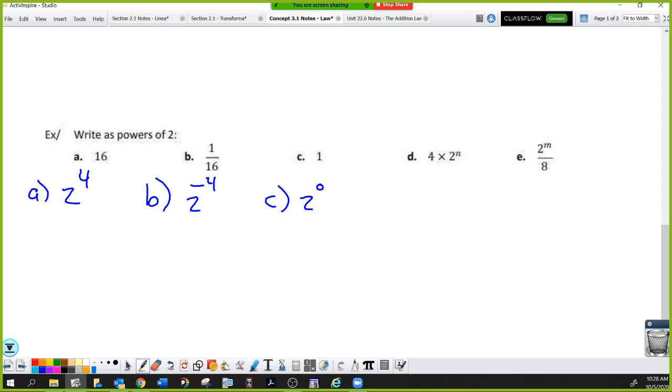So for D, everything's supposed to be a power of 2. So that 4 is actually 2 to the 2. So when you multiply two numbers with the same base, what do you do with their exponents? Add them. So this is actually 2 to the n plus 2. Yeah, it's not wrong to say 2 plus n. It's just strange looking. It's not any more correct to say n plus 2. It just looks nicer, I guess.